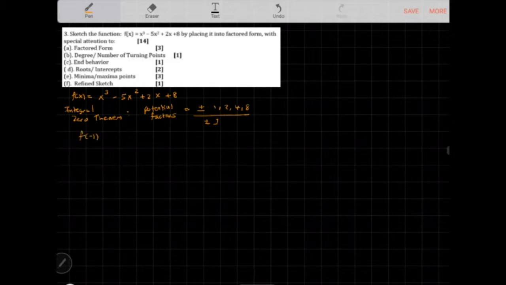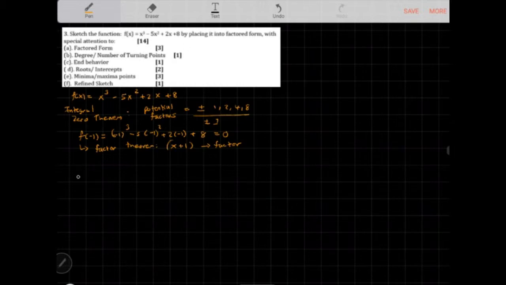f of negative 1 would actually work. In this case, we get negative 1 cubed minus 5 times negative 1 squared plus 2 times negative 1 plus 8. You get negative 1 minus 5 minus 2 plus 8, which is 0. So according to the factor theorem, x plus 1 is a factor. And because x plus 1 is a factor, we can determine the remaining factors by employing synthetic division.